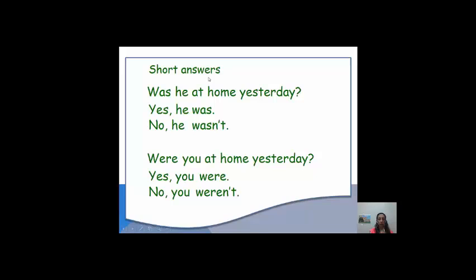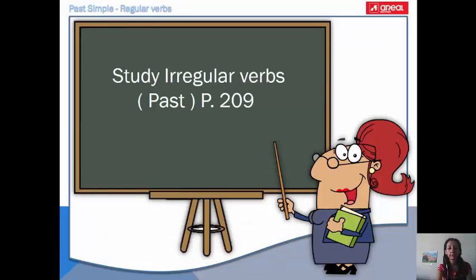So in the short answers, was he at home yesterday? Yes, he was. Or no, he wasn't. Were you at home yesterday? Yes, you were. Or no, you weren't. It's most simple. Now, it's very important to study irregular verbs, the past form only, page 209 from your grammar book. Study them well, girls. It's very important.